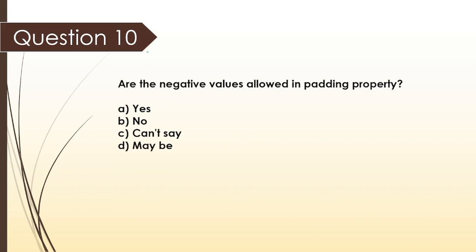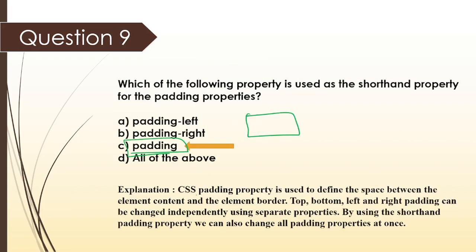Last question, that is the homework question for you. Okay, students, so you have to answer this in the comment section. Are negative values allowed in padding property? So what is the meaning of padding? CSS padding property is used to define the space between element content and the element border.